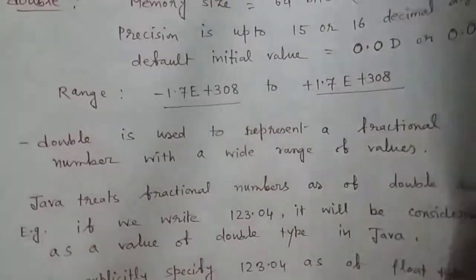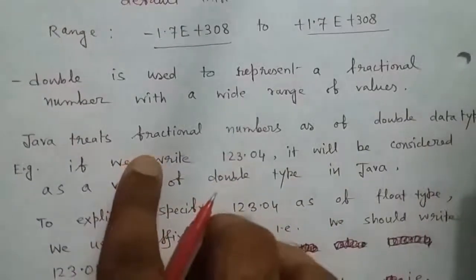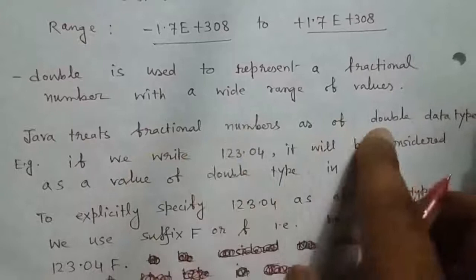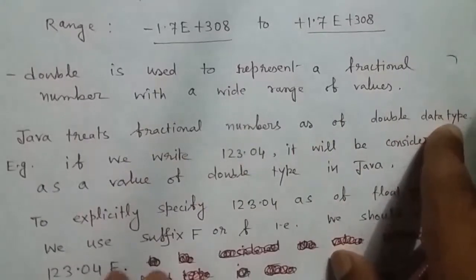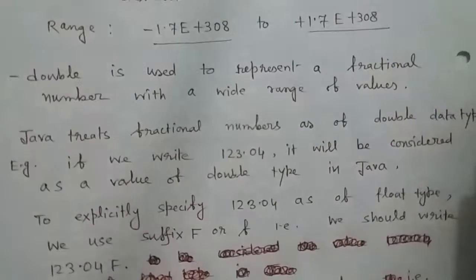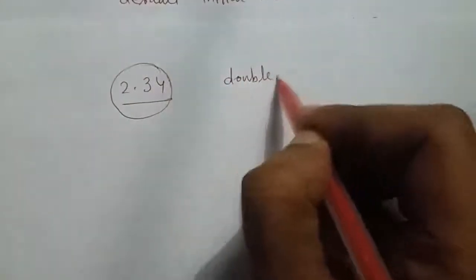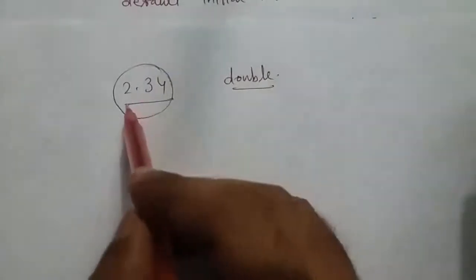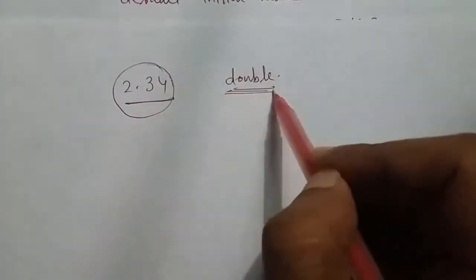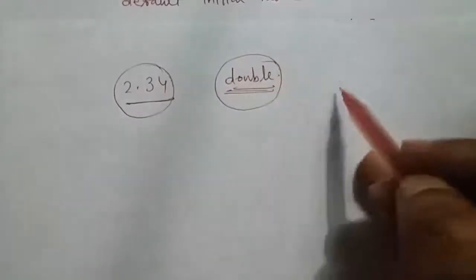And Java, as you know, treats fractional numbers as double data type by default. Suppose I'm discussing like this: if you write 2.34 in Java, then Java will consider this value as a double type value, because double is the default data type in Java to represent fractional numbers.